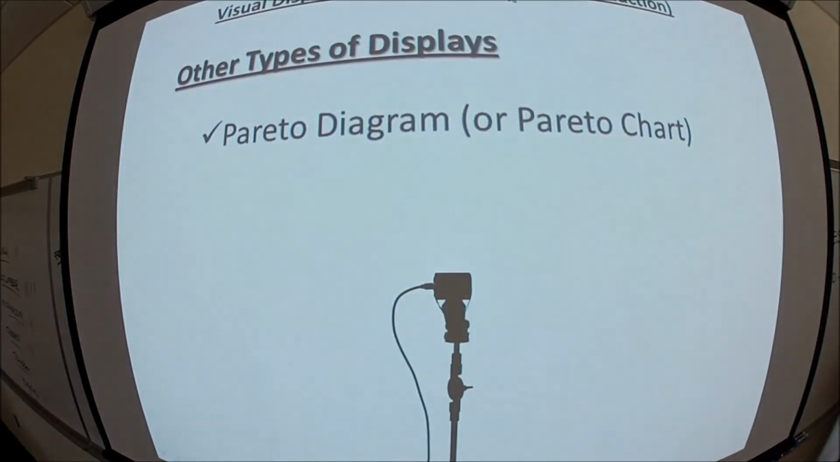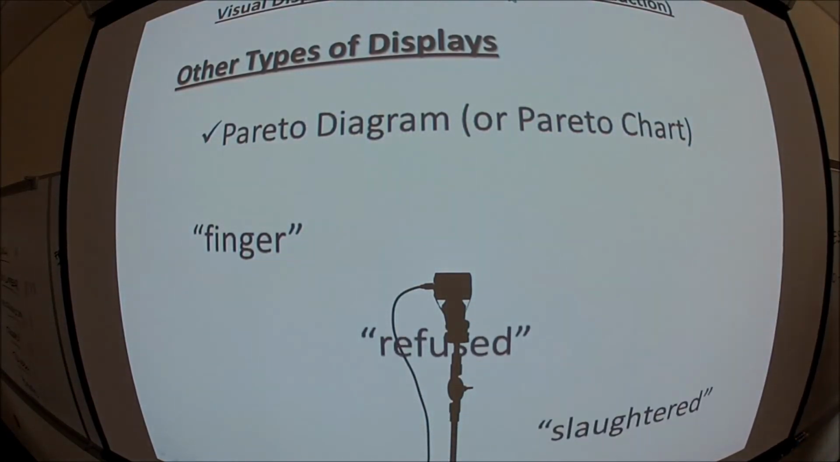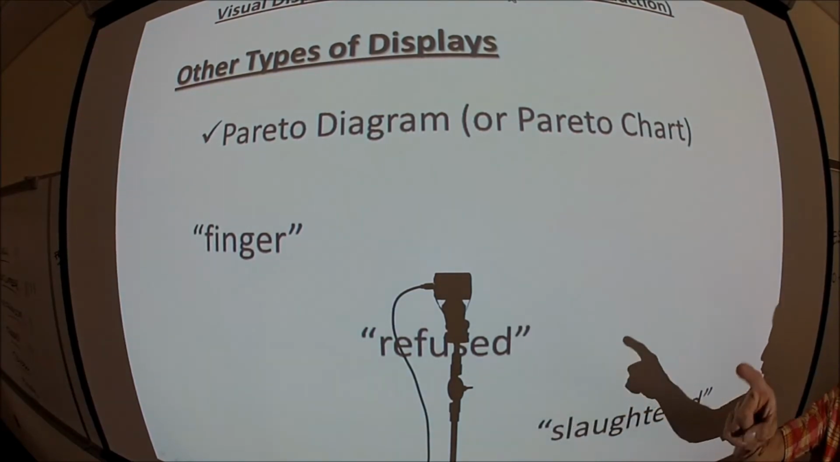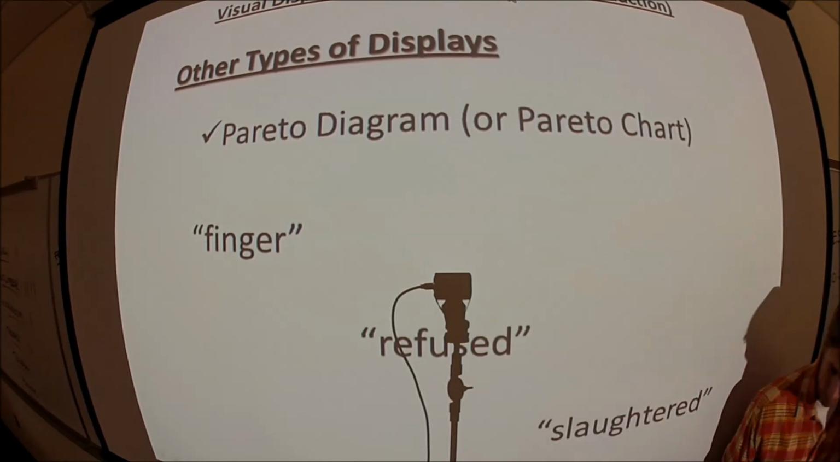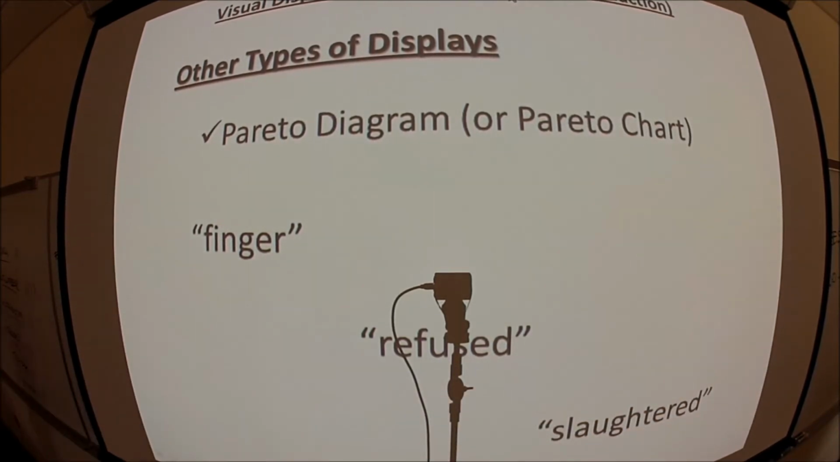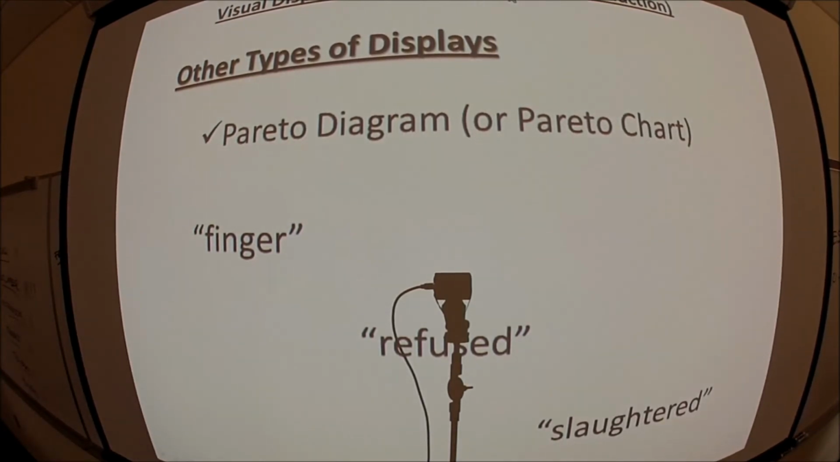Okay, we're good. Let's revisit the screen. Okay, so Pareto chart. Here's 3 words: finger, refused, slaughtered. What is the average number of letters for those 3 words? I know we haven't talked about averages, but I think we've been taking averages long enough from previous classes. So, 8. I vote for 8. Good. We got some agreement in there.